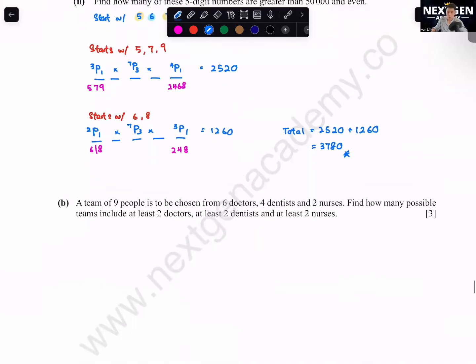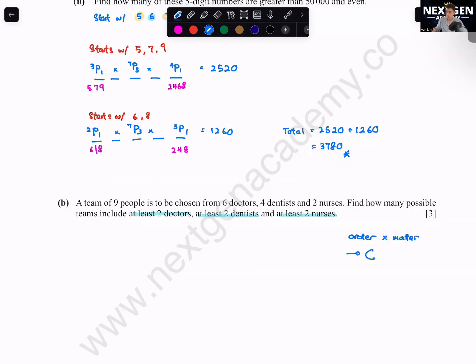Okay, next one. Question B. A team of 9 people is to be chosen from 6 doctors, 4 dentists, 2 nurses. Find how many possible teams include at least 2 doctors, at least 2 dentists, at least 2 nurses. Okay, at least means 2 or more. So we need to think all the cases. Number 1, this is a combination or permutation. Okay, however you choose the team, right? Does it matter the order of it? Order don't matter. Okay, so things like team, selection of team, all these we think about combination because order don't matter. However you choose it.